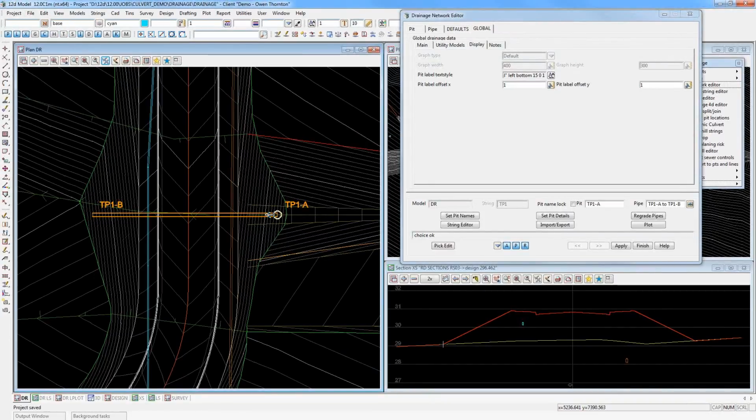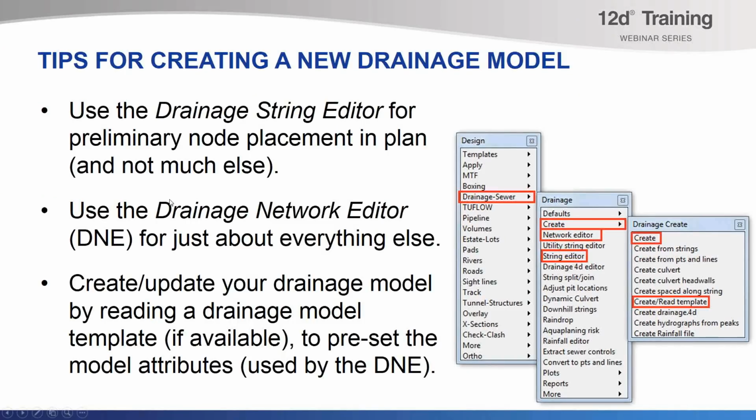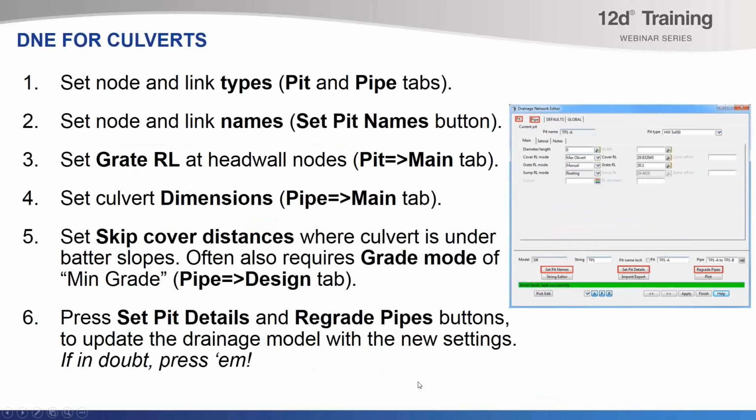Okay, now I'm just going to save that, and that was the first slide that we just went through that covered the basic use of the drainage string editor and how to read a drainage model template. I've got a little bit more to show with the drainage network editor, of course. We're by no means done. But I'll go over to the next slide now.